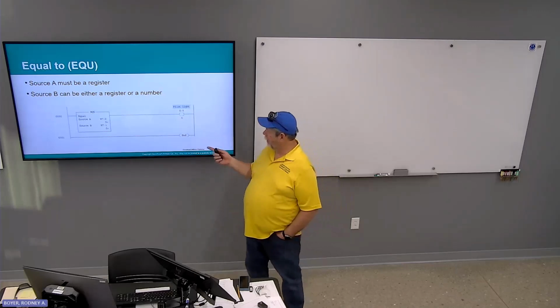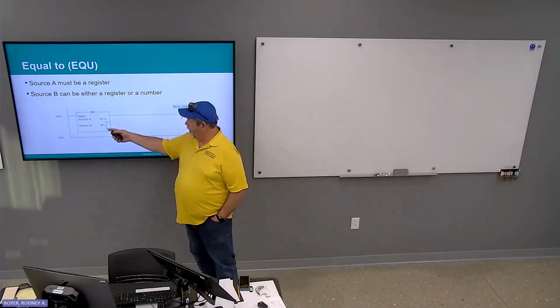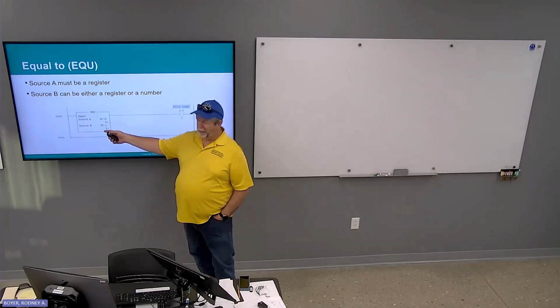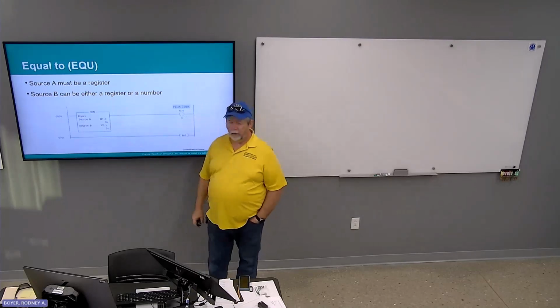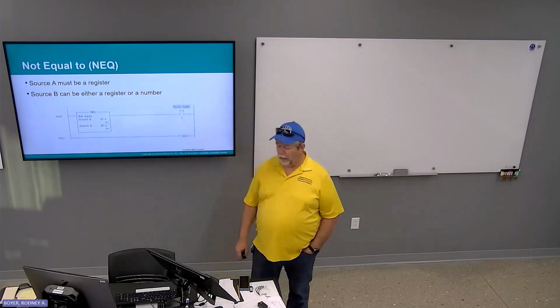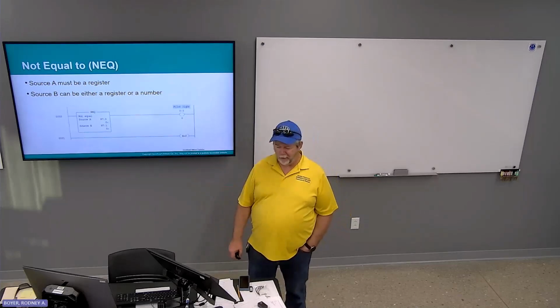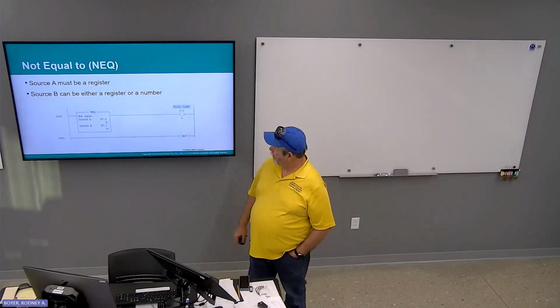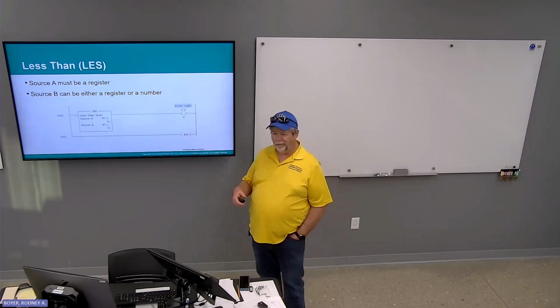In this particular case, 0 is equal to 0, so that will evaluate as true, turning on your pilot light. Not equal, source A must be a register, source B can be a register or number. In that case, 0 is equal to 0, so that will evaluate as false, turning the pilot light off. Less than, A must be a register, B a register or number. 0 is not less than 0, it evaluates false, turn the light off.